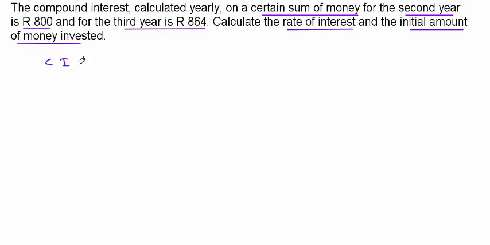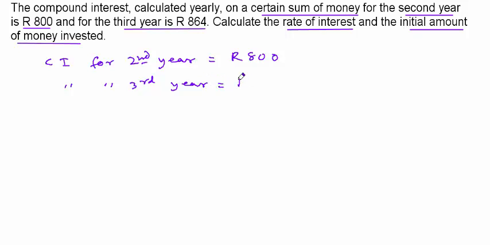The compound interest for the second year is equal to 800, it's given. And the compound interest for the third year is 864, so that's 864 Rand. Now if you take the difference between these two, that's 64 Rand. That means there has been more interest in the third year.